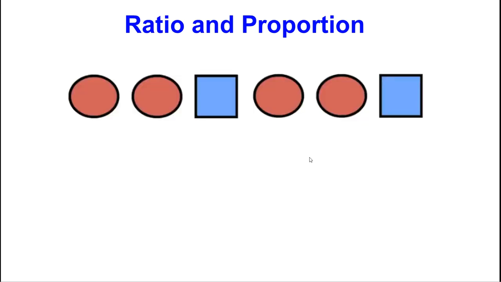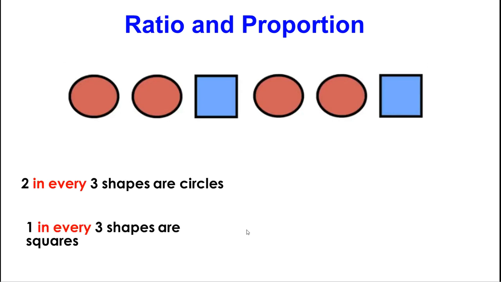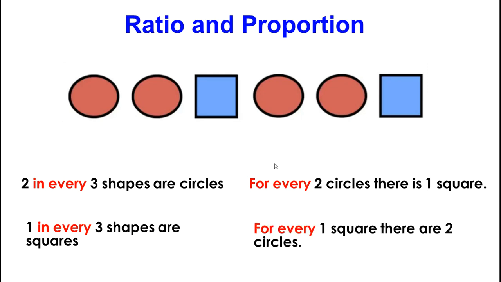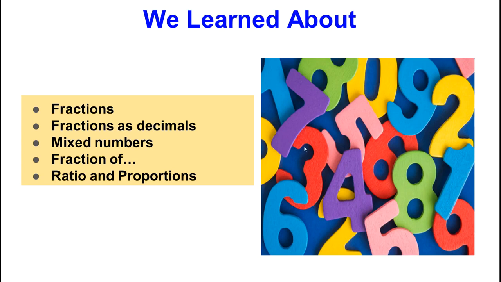Let's do one more example. Here we have another pattern. 2 in every 3 shapes are circles, or 1 in every 3 shapes are squares. For every 2 circles, there is 1 square, or for every 1 square, there are 2 circles.